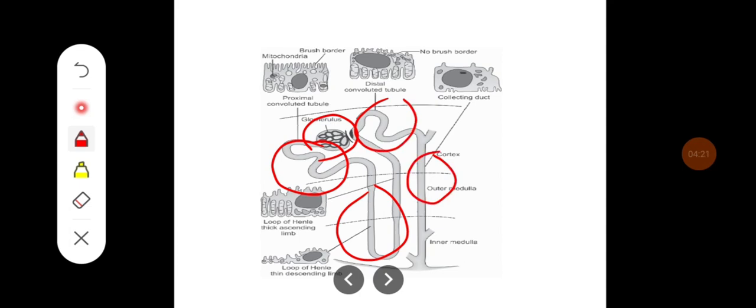And in the different parts, the organization of the cells is going to differ a bit. Where in proximal convoluted tubule, the cells have microvilli and they possess brush borders.